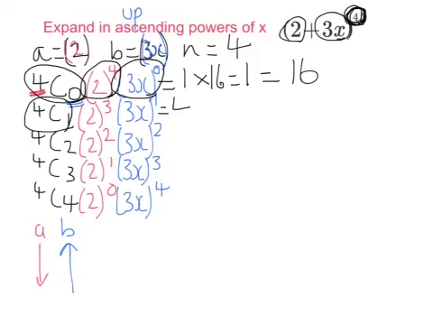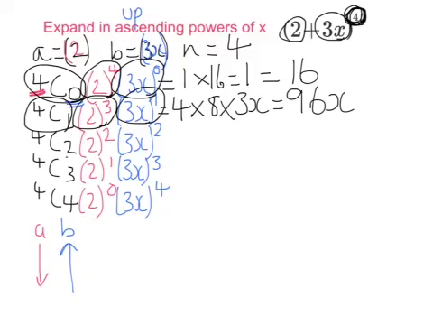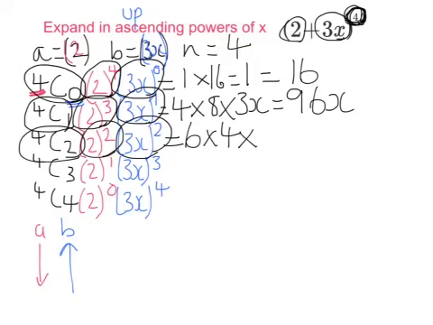Right, let's do the next one. 4 choose 1. If we pop that into our calculator, it will give us 4. 2 cubed will give us 8, and 3x to the power of 1 will give us 3x. So 4 times 8 times 3 on my calculator should be 96x. Okay, 4 choose 2 on our calculator will give us 6. 2 squared will give us 4. Now, be careful here. It's 3x all squared, and 3x all squared is 9x squared. 9 times 4 times 6 on my calculator should give us 216x squared.